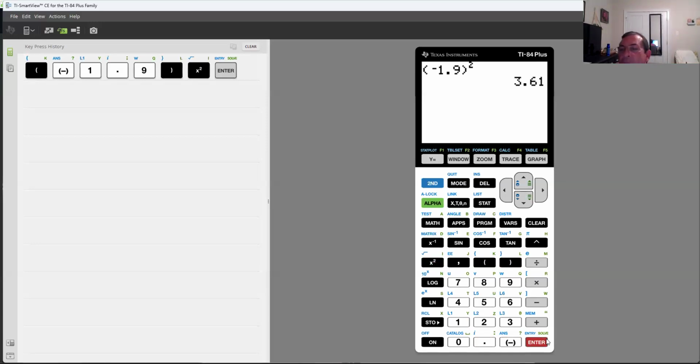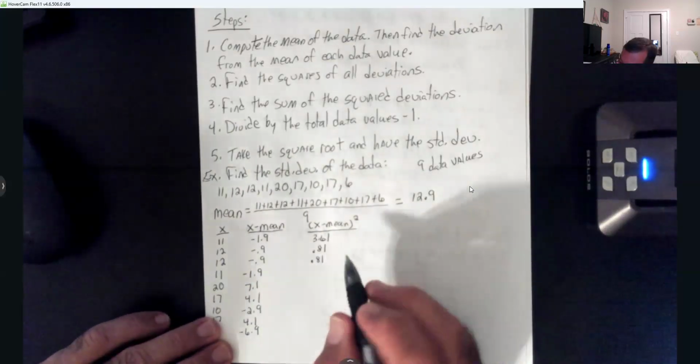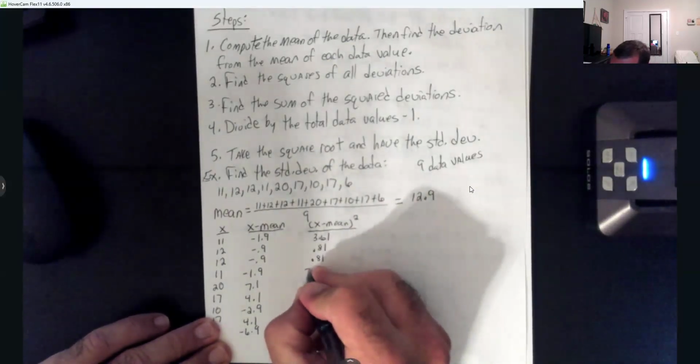So remember, when you square any number, multiplying it times itself will give you a positive answer because like signs are always positive. All right, then I would do negative 0.9. So parentheses, negative 0.9, close parentheses, and square that. I get 0.81. So that's going to give me another 0.81. Okay, so then when I did negative 1.9, we know that gave me 3.61.